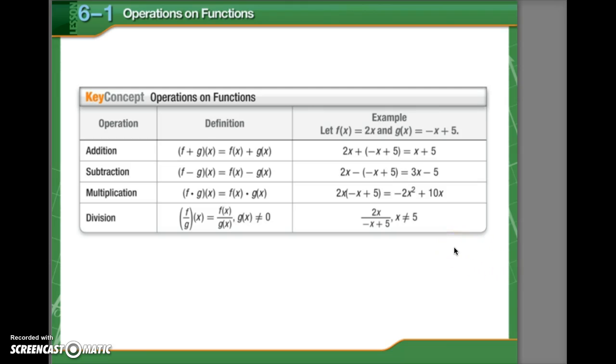So here's some basic operations. This is the key concept box. Basically, if you want to add two functions, it's going to be written as f plus g of x, which equals f of x plus g of x. And the basic operations of addition, subtraction, multiplication, division, they work just like you would expect them to work. So f times g of x is f of x times g of x, f minus g of x is f of x minus g of x, and so on.